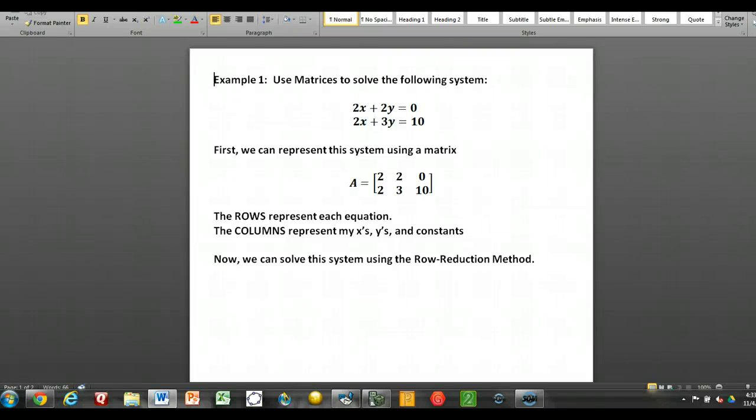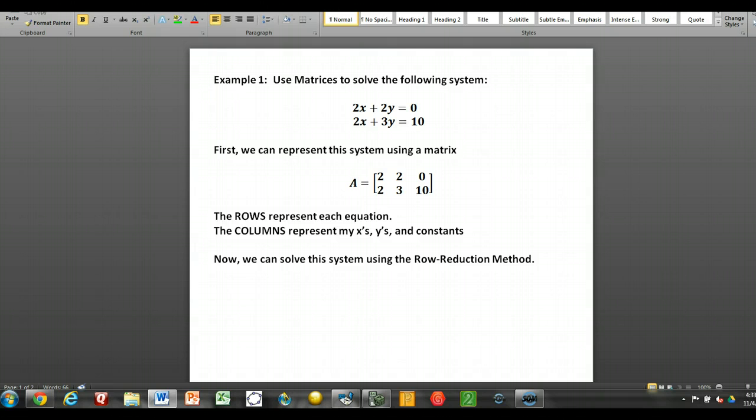So in this video we're discussing how to solve systems using matrices. We're going to have two examples. The first example is going to have two equations and two variables. The second example is going to have three equations and three variables. But just keep in mind that this method would work for solving a system with as many equations and as many variables as you could desire. So the size is not an issue here.